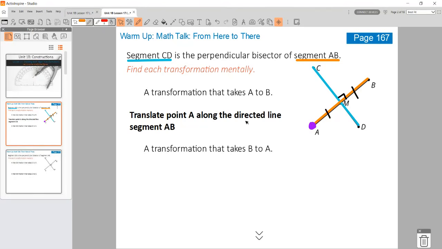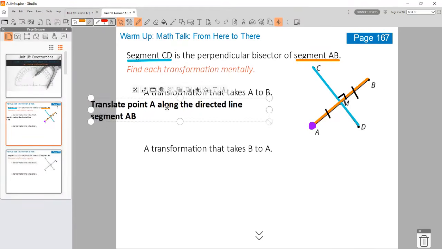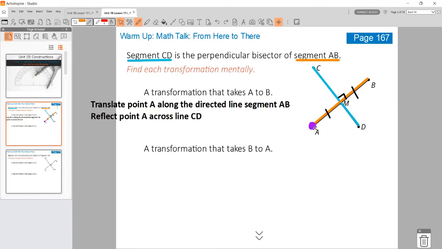Now, because that's a perpendicular bisector, we also actually can do a whole lot of other things as well. So we can also reflect this, okay? So we could reflect point A across the perpendicular bisector of AB, or in this case, CD. So we could just say reflect point A across line CD because we know it's the perpendicular bisector. So that would flip it, okay, exactly the same distance across. So it would just flip it over to B, so that would work as well.